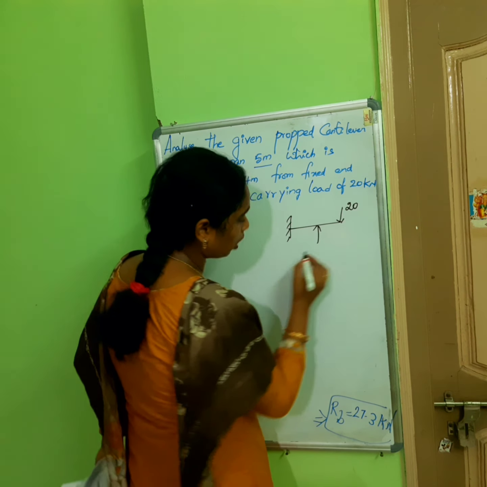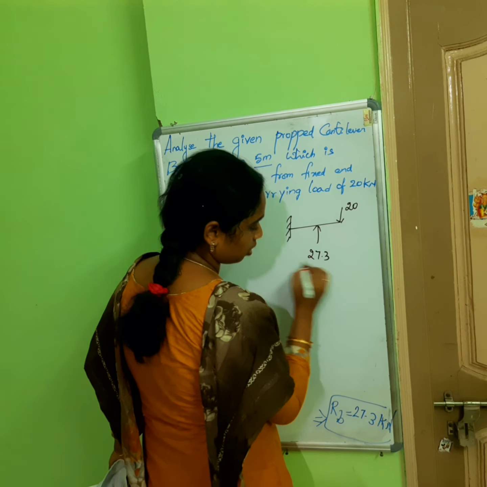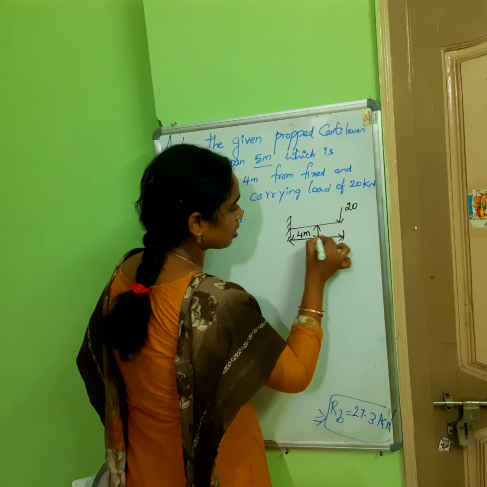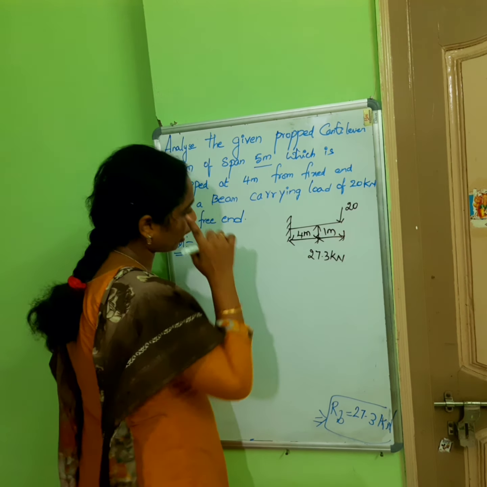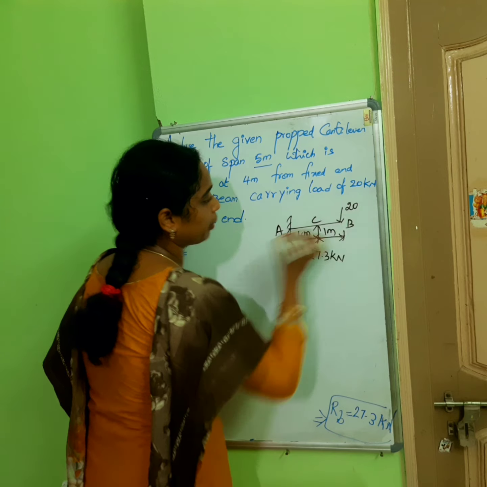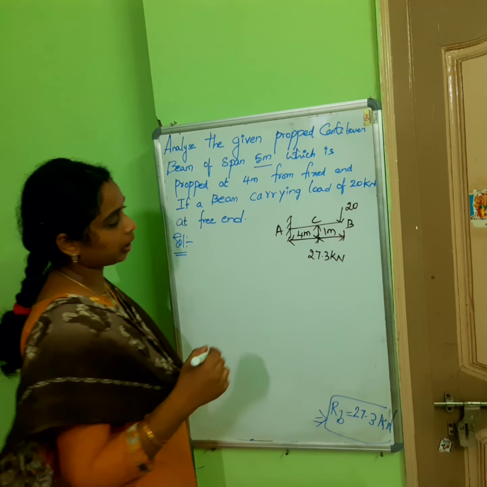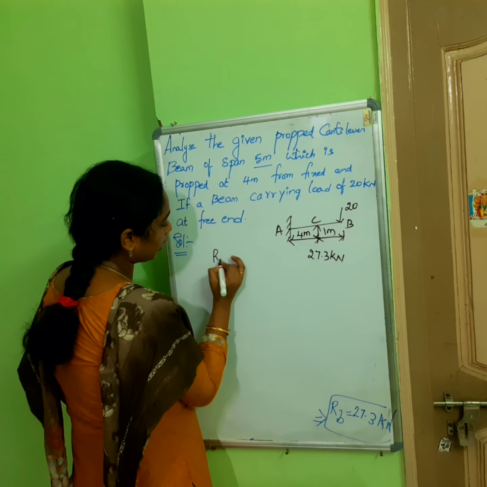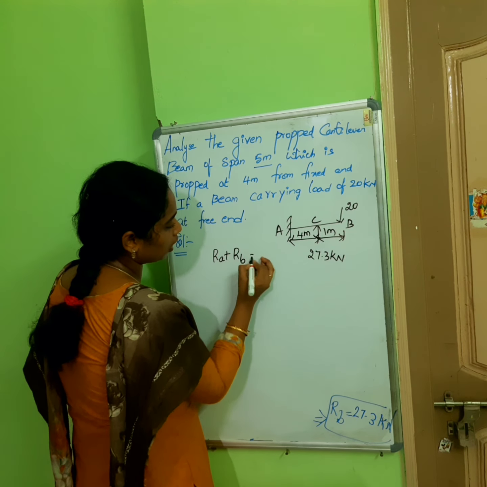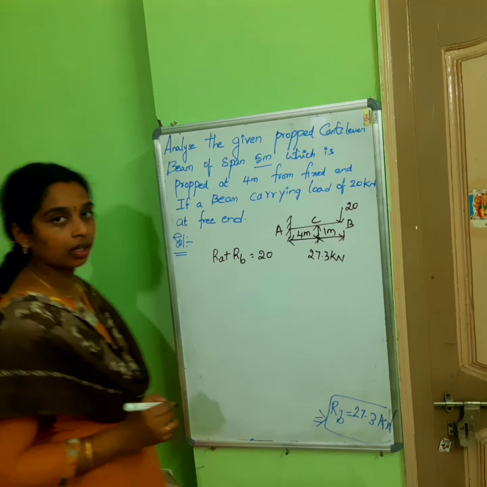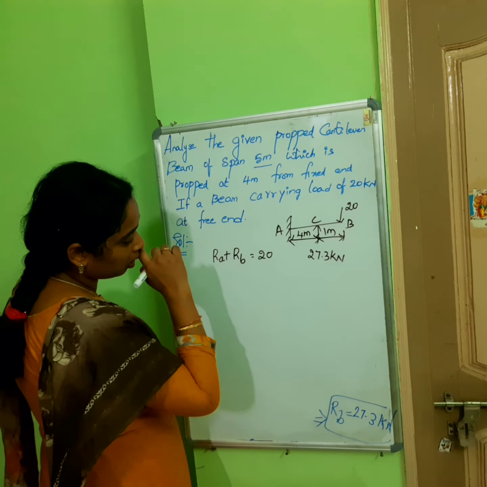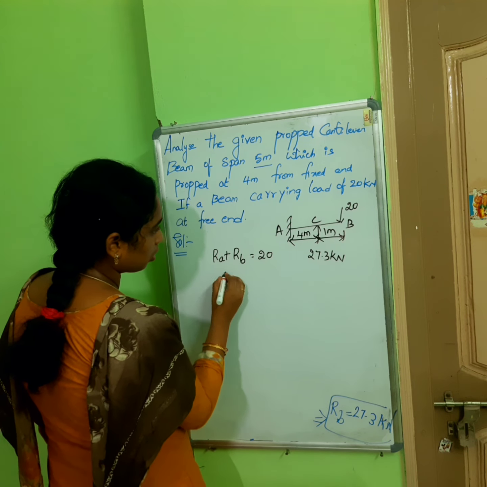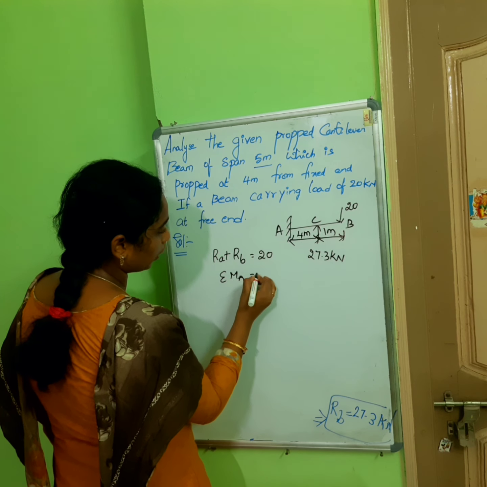How much have we got? 27.3 kilonewton. This is my distance, 4 meters, and this is my distance, 1 meter. Okay, they have taken the points as A, C and B. So for calculating, we know that RA plus RB is equal to how much? Downward is negative. Okay, see here, I need to calculate the moment at A is equal to 0.